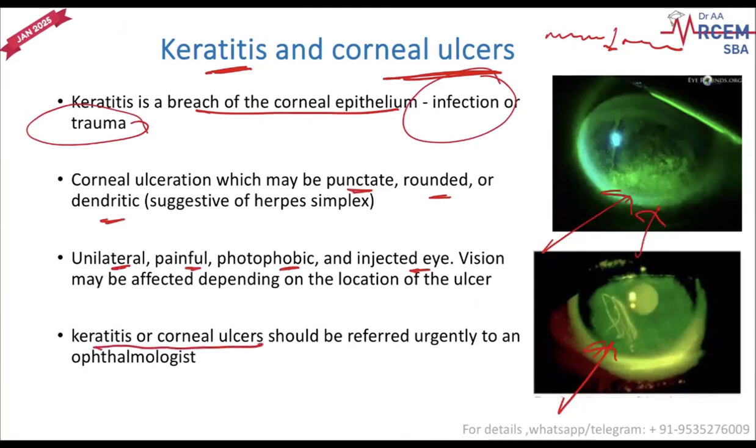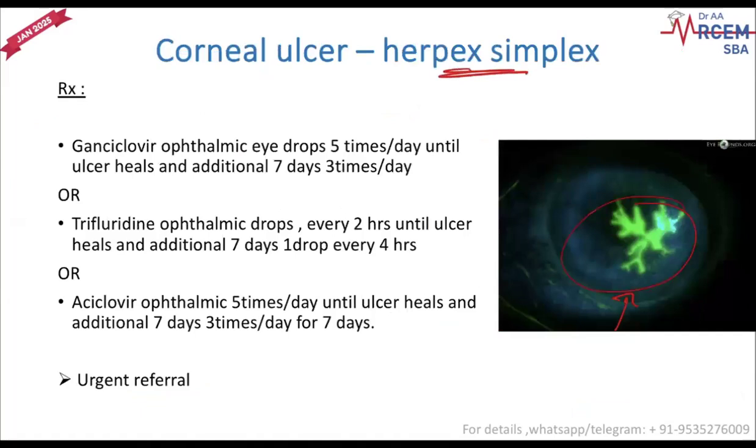So any keratitis or corneal ulcers should urgently be referred to the ophthalmologist. Important point, they should be urgently referred. It doesn't matter if it is herpes simplex or traumatic, any ulcers present, you need to refer to the ophthalmologist. If it is a herpes simplex virus, along with the referral, you will be prescribing them ganciclovir, or you can prescribe them acyclovir. Ophthalmic drops are preferred. Oral is not preferred.